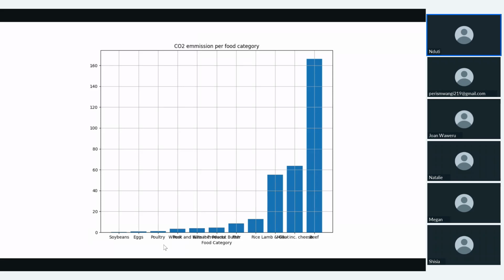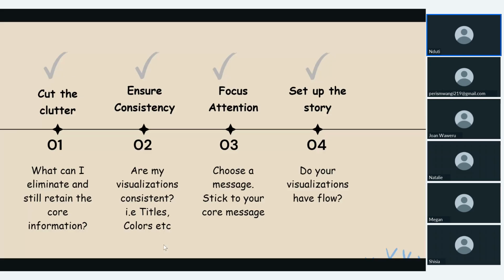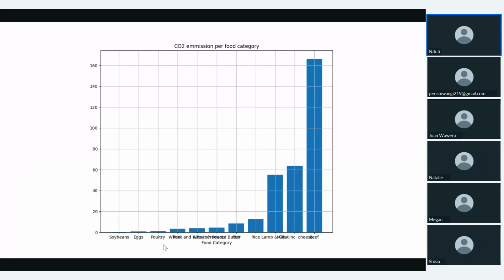I have my food categories along the x-axis, the CO2 emission along the y-axis, and a nice title. So remember our building blocks, guys? Let's start with step one. What are your sentiments on this? How can we improve this graph? How can we improve this visualization? Just type along the chat. What avenue is presenting itself as one we can improve on or work on? What are some of the changes you'd make?